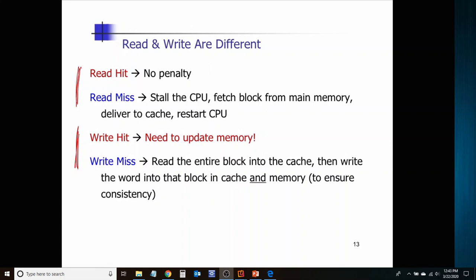Now, if you are, say, executing a store instruction, you're writing to the memory, you could have a write hit or you could have a write miss. Write hit essentially means that whatever you're trying to store in the memory, that particular data is currently available in the cache. So in that case, you just update the main memory. If the data that you're trying to store to memory is not present in the cache, that is considered to be a miss. In that particular case, you would read the entire block from the memory into the cache and then write that word into that particular block in cache as well as memory. So the same copy is present in both cache and memory to ensure consistency. We'll take a look at both a write hit and a write miss later on in this particular lecture.